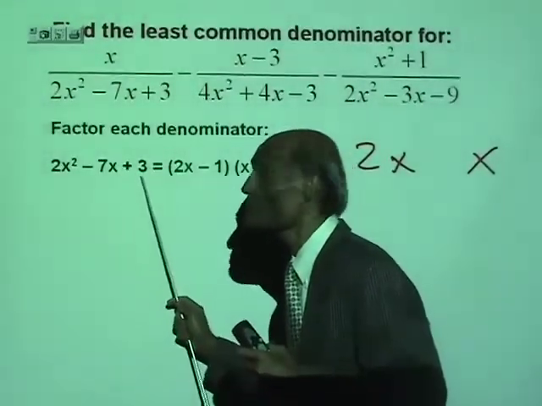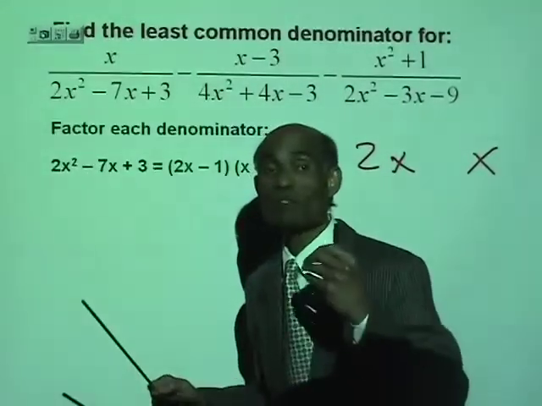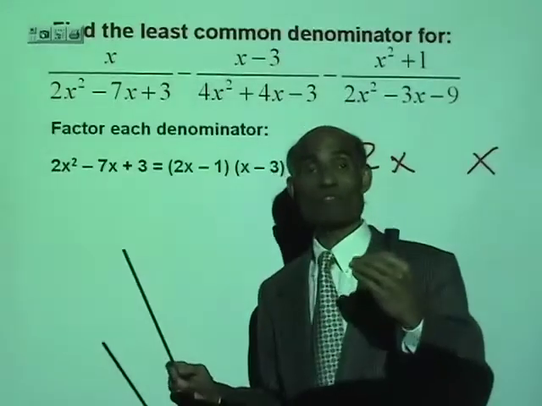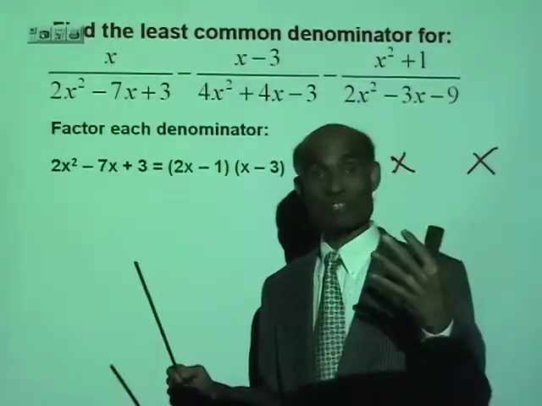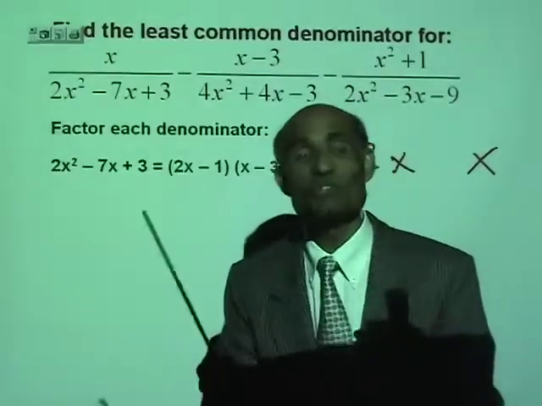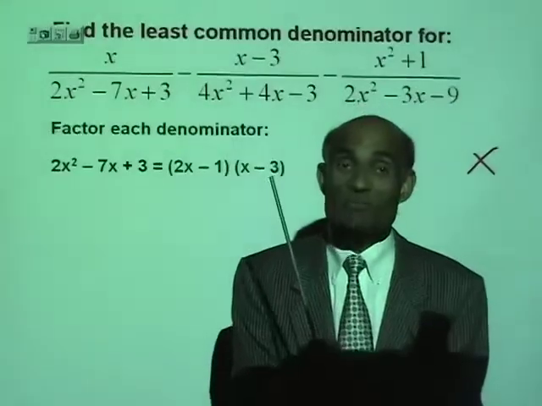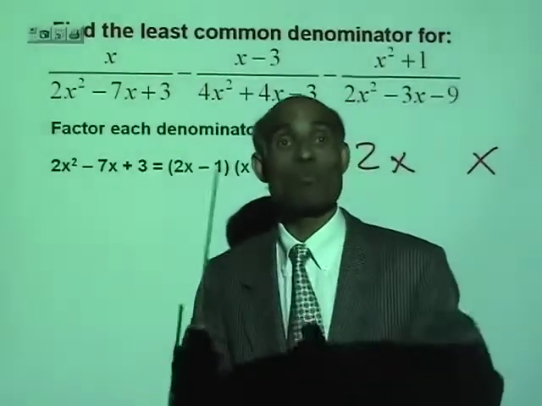The last term is positive. The middle term is negative. That means both factors of that number must be negative. So how do you factor positive 3 using two negative numbers? It will be negative 3 times negative 1.